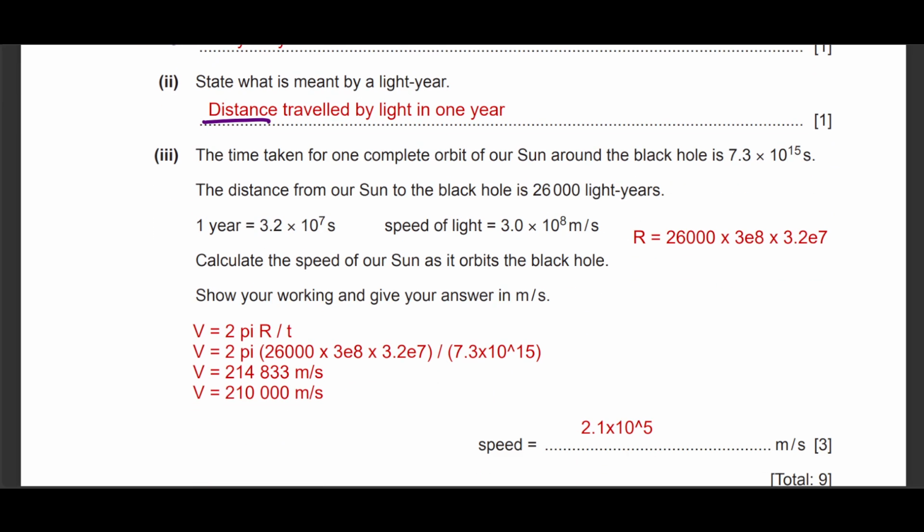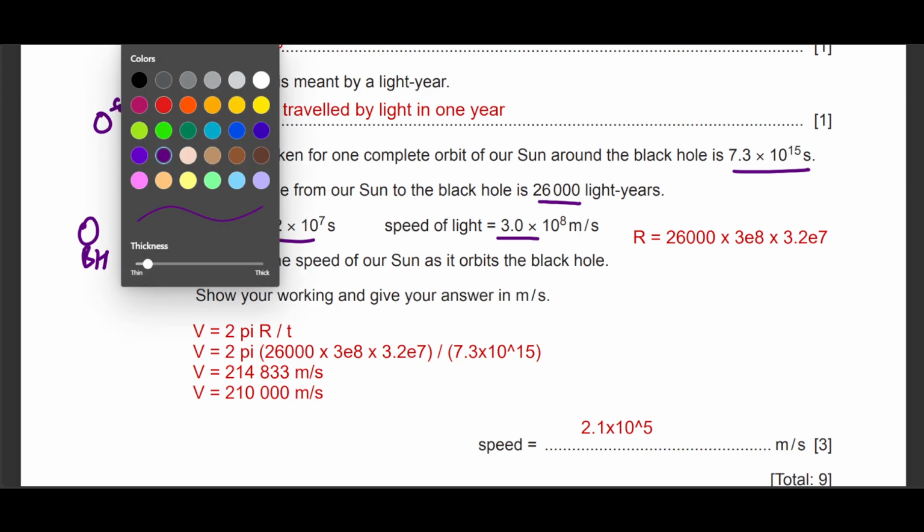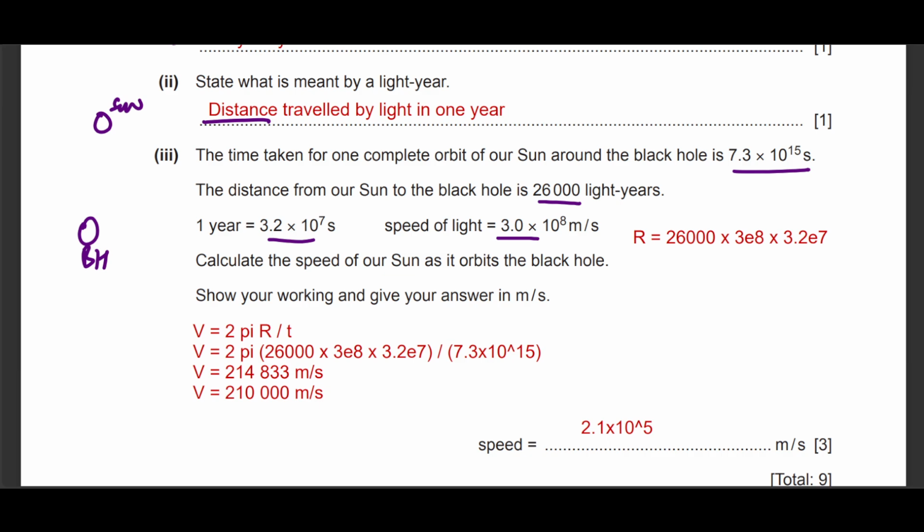The time taken for one complete orbit of the sun around a black hole is this time, and the distance from the sun to the black hole is this much, and 1 year is this, and the speed of light is this. Calculate the speed of the sun. Now, let's say that this is the black hole, and let's say this is our sun with our own orbit, with our own galaxies revolving around this black hole like this.